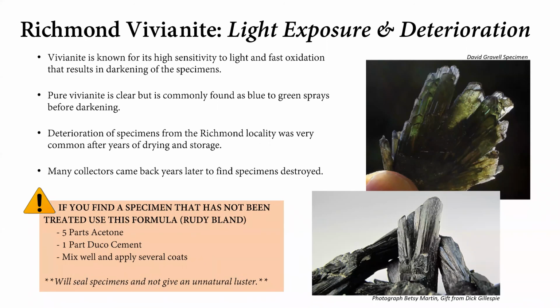And the beauty of that mixture is that it seals specimens and it doesn't give it an unnatural luster, because that's kind of the concern there, right? You want to seal the specimen, but you don't want the luster to become unnatural. And again, everyone may have their own things that they use to seal specimens. I know some of you in this chat may have their own techniques that they use to treat Vivianite specimens from the Richmond locality, but it was very important that the specimens were treated. And you can still do that today.